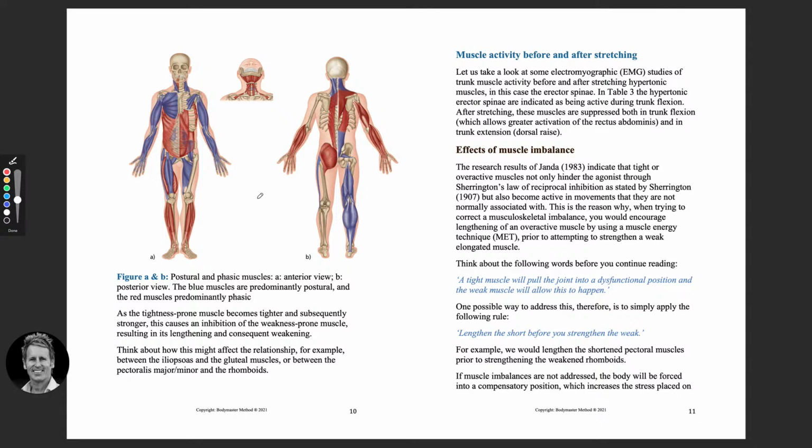They are the postural muscles. And then the obliques, the tibialis anterior, etc., the gluteus, the rhomboids, lower traps. Then these are what we call the phasic muscles.